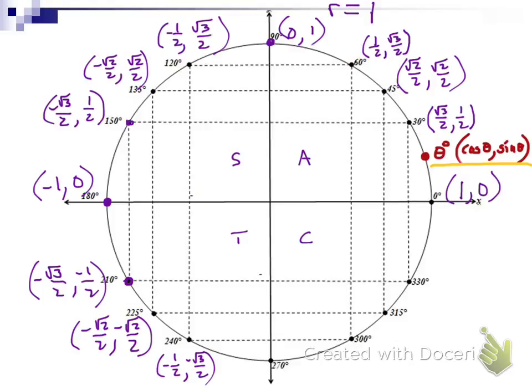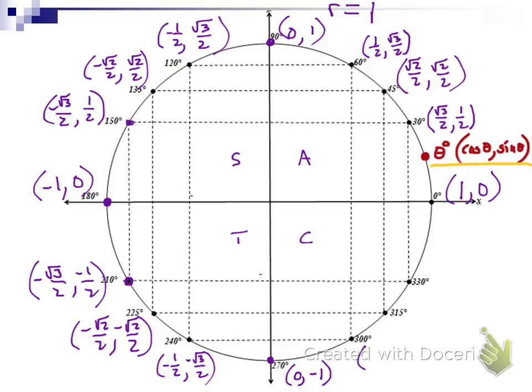And 270, what are the coordinates of that point? X is 0. Y is negative 1. Cosine of 270 is 0. Sine of 270 is negative 1. All right, so if we fill these in, what else can we see?